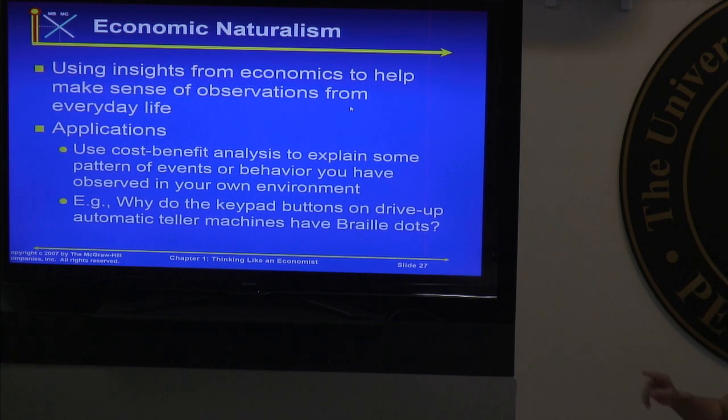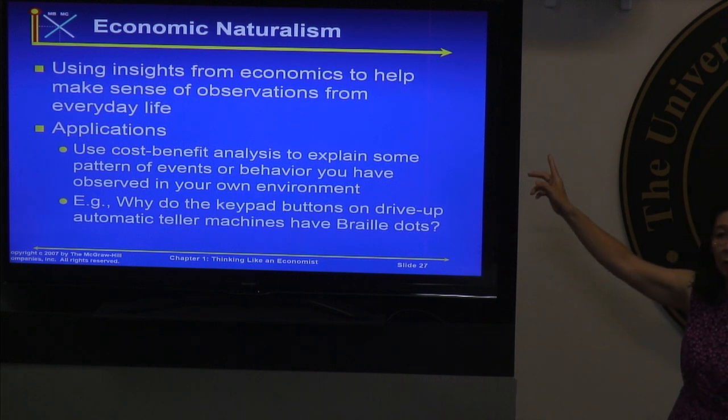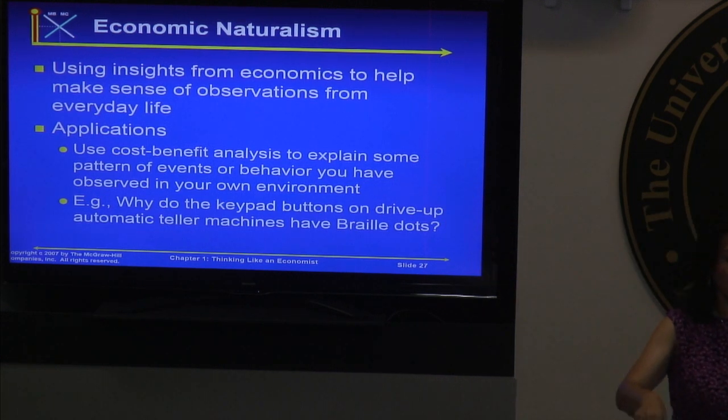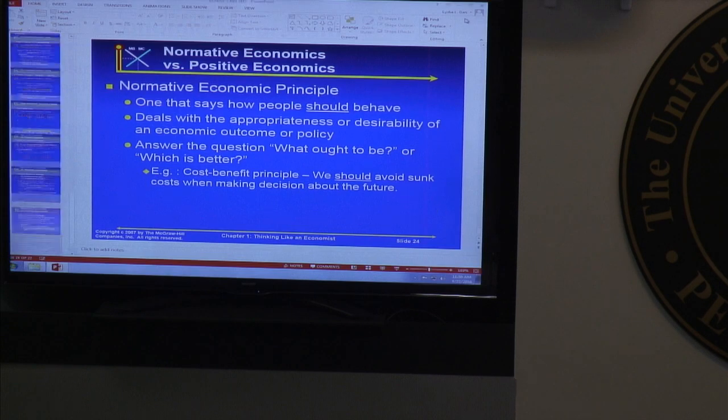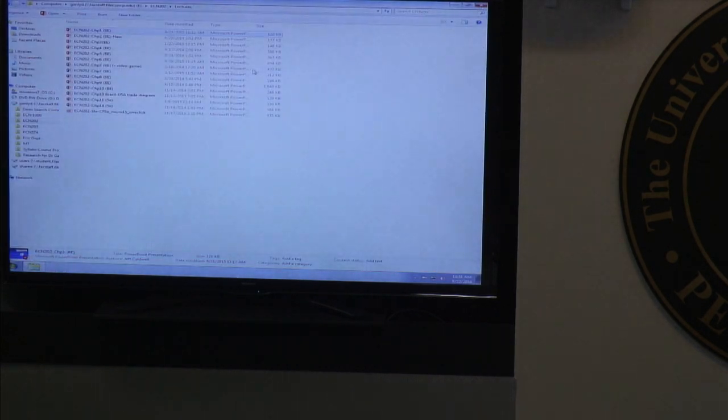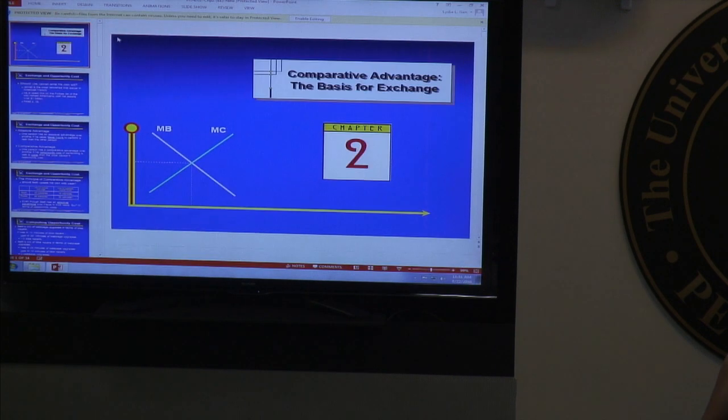I was going to say economic naturalism. You see that a lot throughout your textbook. It tries to use the natural environment out there to relate to economics, which I find very interesting. A lot of new textbooks now also try to stress that one way or another.